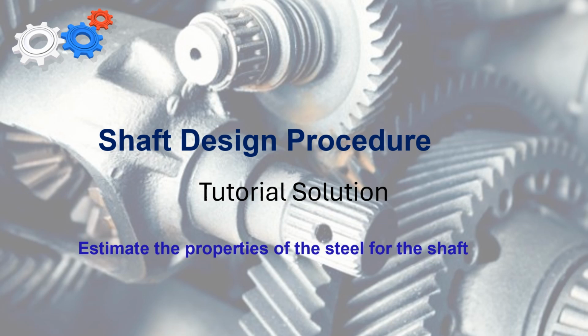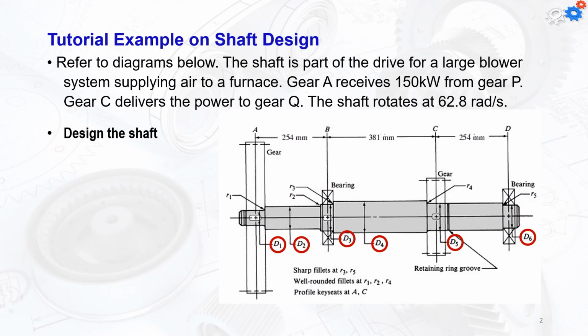The first step in the shaft design is going to be the estimate of the properties for the steel that we're going to use for that shaft. According to the shaft we have, the amount of power exerted on it, and the RPM value or the angular velocity we're going to have, we're required to have a steel for this procedure.